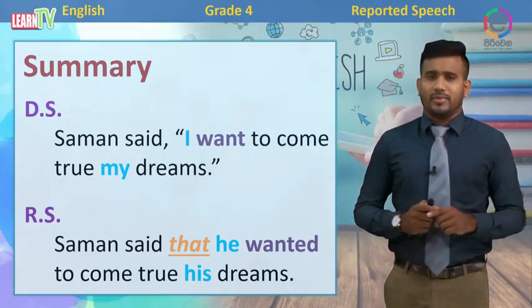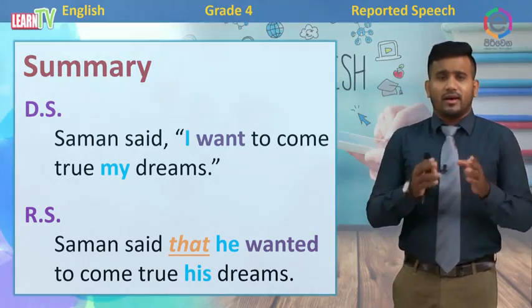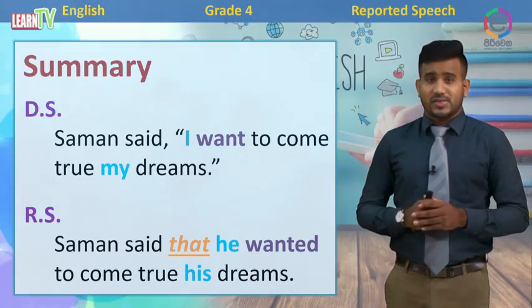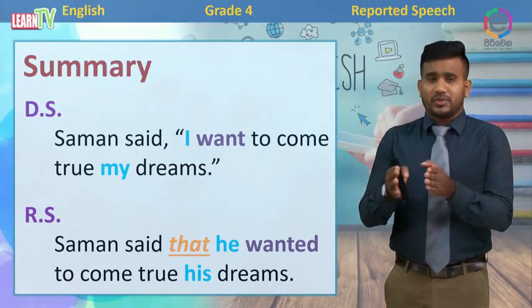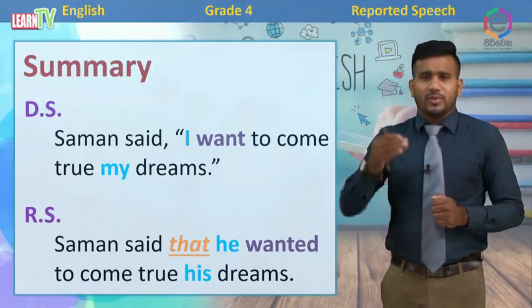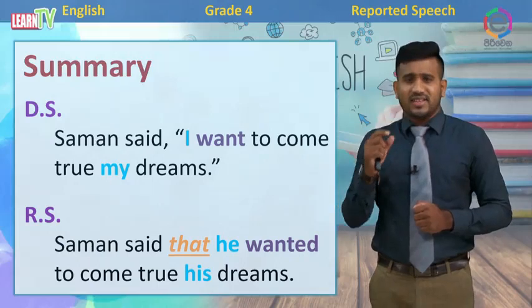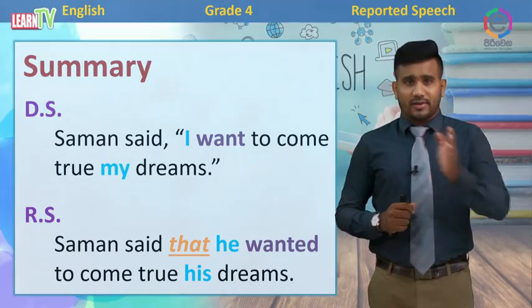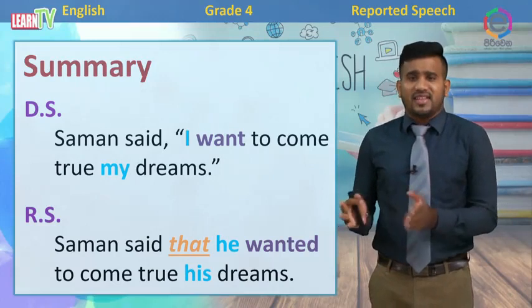I think you may remember the conjunction word "that" can be placed between the introductory clause and the reported clause. So that's why we have mentioned the conjunction word "that" between the introductory clause and the reported clause. Then you can see the word "he." The pronoun "I" has been changed to "he." Next you can see "wanted." In direct speech "want," in indirect speech it has been changed to "wanted."